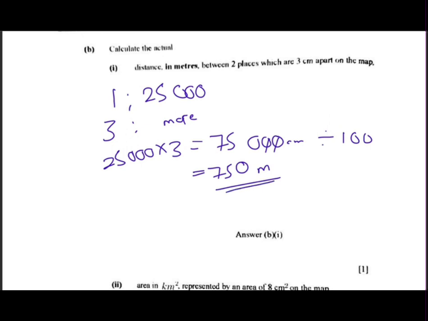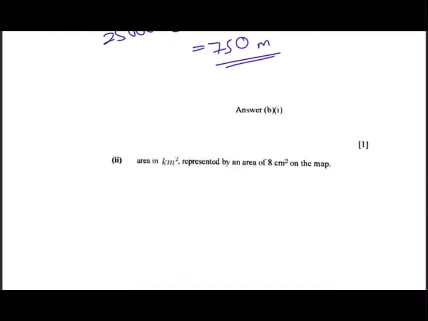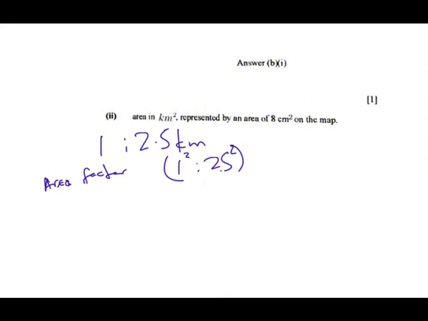Okay. Then part 2, find the area in square kilometers represented by an area of 8 square centimeters on the map. Now, we've been given the length factor, which is 1:2.5 kilometers. What we need to do now is to calculate what we call the area factor. Okay, so if the length factor is 1:2.5 kilometers, for the area factor we would need to square both numbers. Why? Because in area we're going to multiply length by width, or distance times distance. So we're going to square the 1 and we're going to square the 2.5.